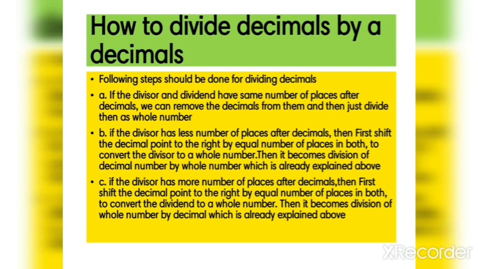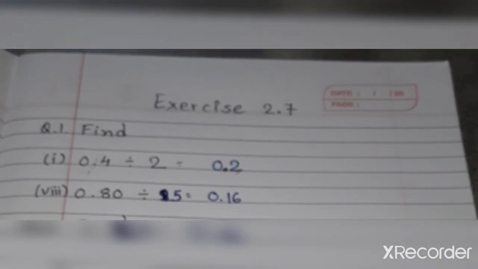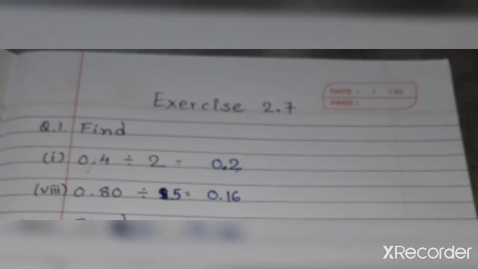This becomes quite confusing for you. When you will do practical sums, you will find it very easy. Let us do practical sums from exercise 2.7 to understand the divisions of decimals. Let us understand divisions of decimals. Exercise 2.7, question 1, find.